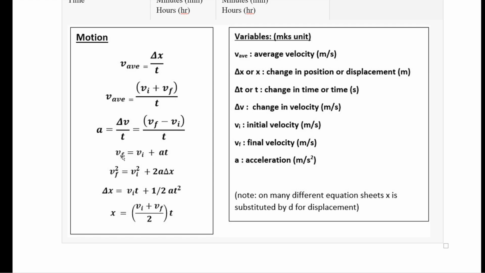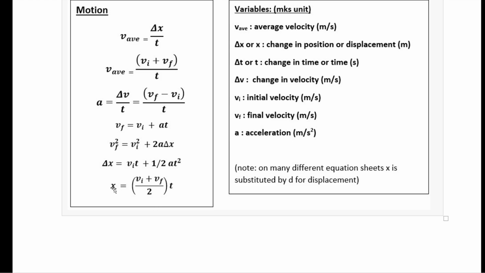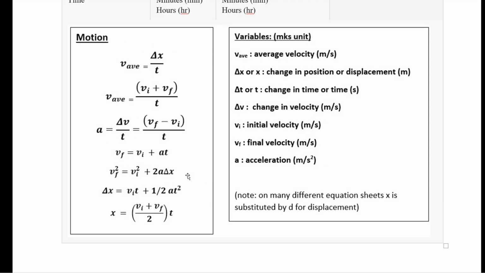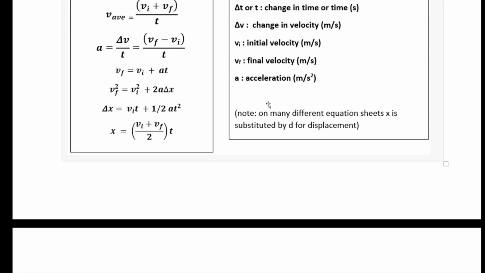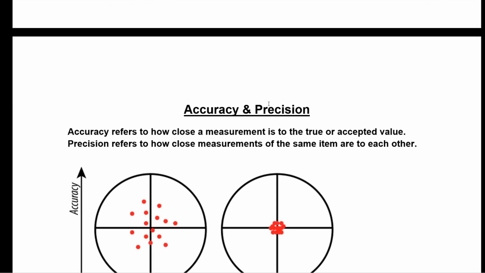These are kinematic equations. Velocity final is equal to velocity initial plus acceleration times time. Our velocity final squared is equal to our velocity initial squared plus 2 times our displacement or change in position, as this is written. Our displacement or change in position is equal to our initial velocity times time plus 1/2 our acceleration times time squared. Solving for position, it is our velocity initial plus our velocity final divided by 2 multiplied by the time. All right. Those equations will come up again later, so we'll move on through the material.